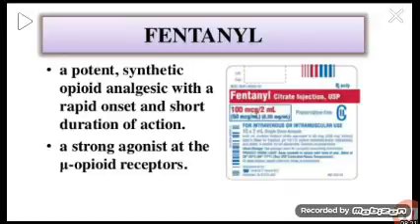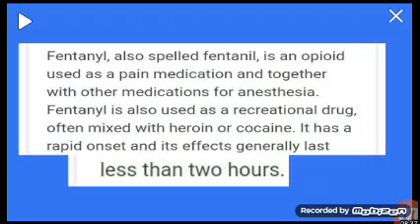Fentanyl, a potent synthetic opioid analgesic with a rapid onset and short duration of action, is a strong agonist at the opioid receptors. Fentanyl is an opioid used as a pain medication and together with other medication for anesthesia. Fentanyl is also used as a recreational drug, often mixed with heroin or cocaine. It has a rapid onset and its effects generally last less than 2 hours.